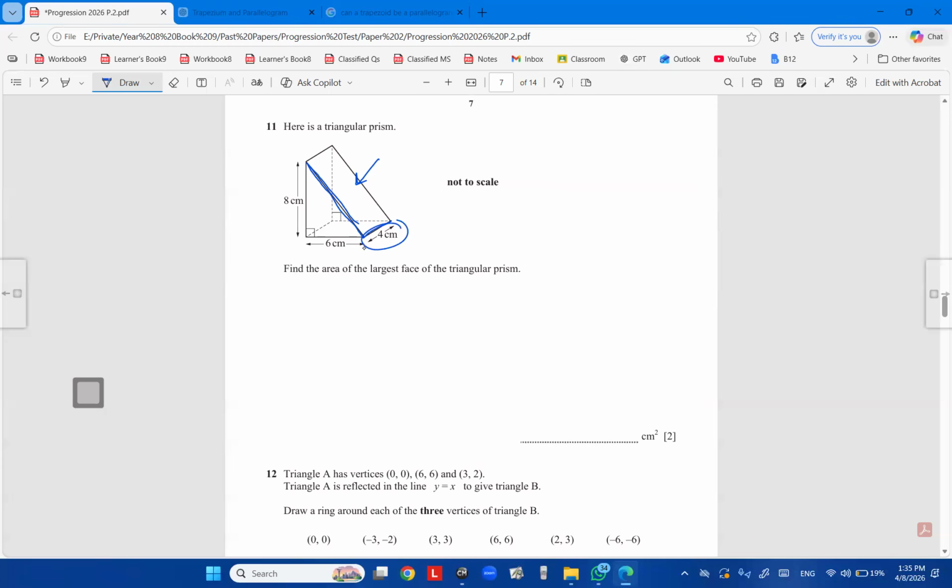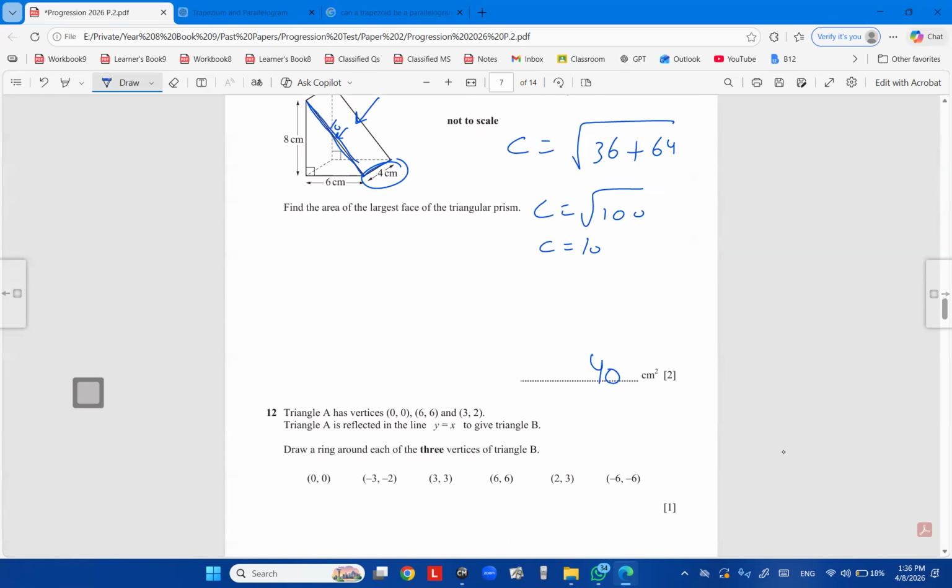All right, I know the width is 4, but how can I know the length? Well, if you notice, this is the hypotenuse of a right-angled triangle. So c equals the square root of a squared plus b squared. So c equals the root of 36 plus 64, which is root of 100. C is actually 10. So I know that this side is 10. So 10 times 4 is 40 centimeters squared.